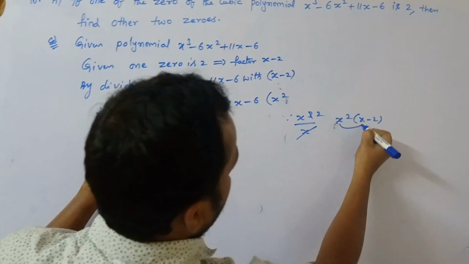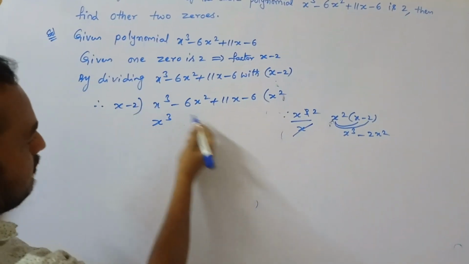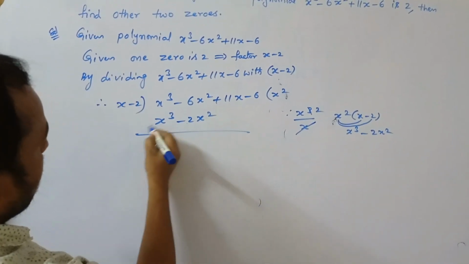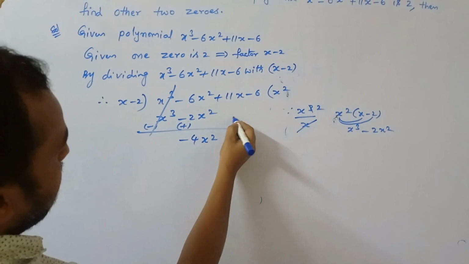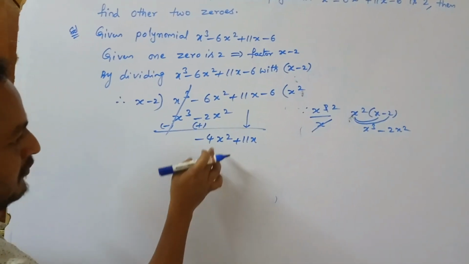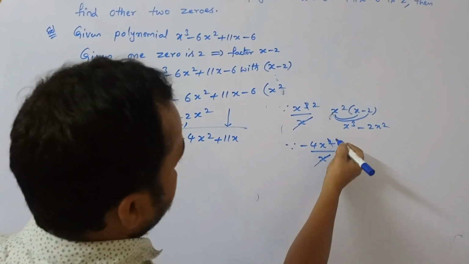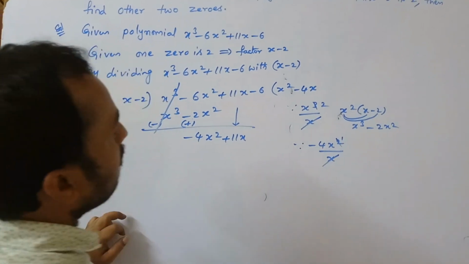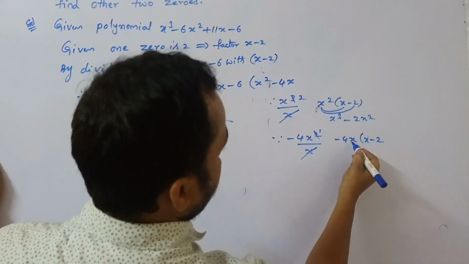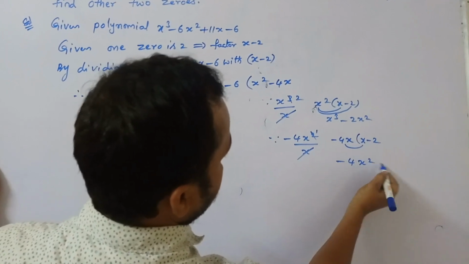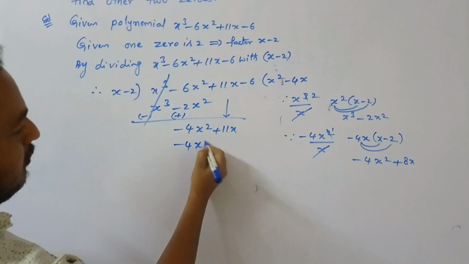Now multiply x square into x, x cube, minus 2 into x square, minus 2x square. Write down x cube minus 2x square, change signs, minus plus. x cube minus x cube cancel, minus 6 plus 2 is minus 4x square. Take this again, first term by first term, minus 4x square by x. Cancel one x, minus 4x, minus 4x into x minus 2. Minus 4x into x is minus 4x square, minus 4x into minus 2 is plus 8x. Write down minus 4x square plus 8x.